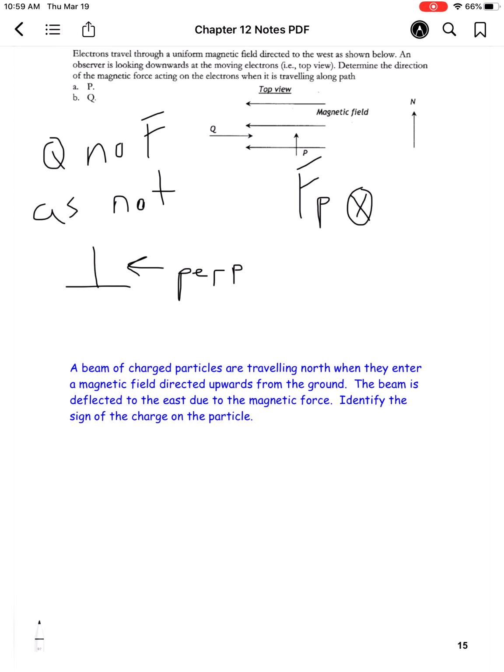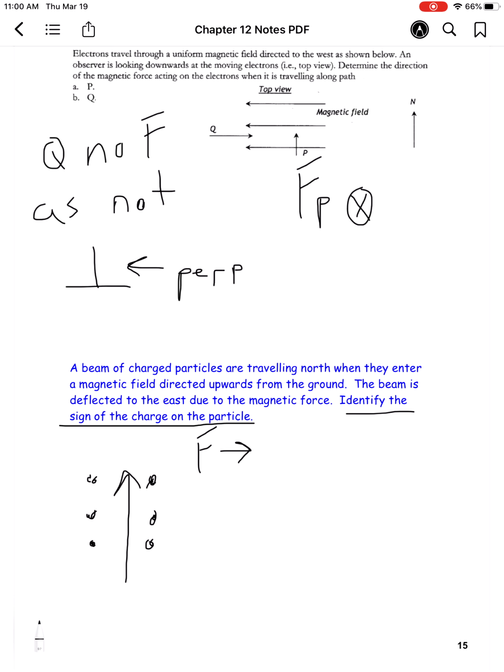All right. Okay, so next question here. A beam of charged particles is traveling north in an electromagnetic field directed upwards from the ground. So I've got charged particles, and a field that's directed upward from the ground. Remember, we use dots for upwards from the ground. The beam is deflected to the east, so I know that the force is to the east. Identify the sign of the charge on the particle.